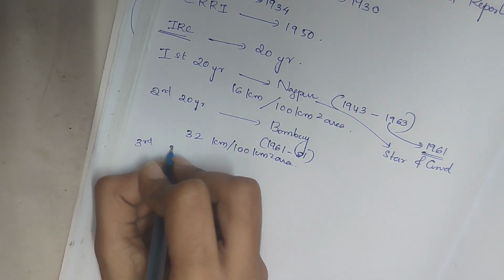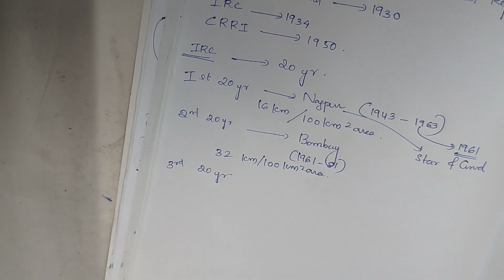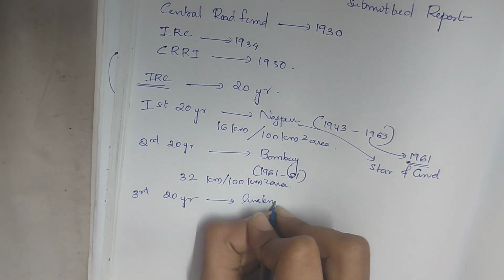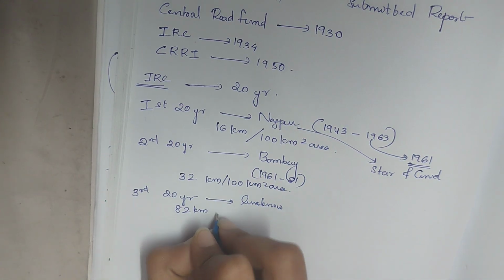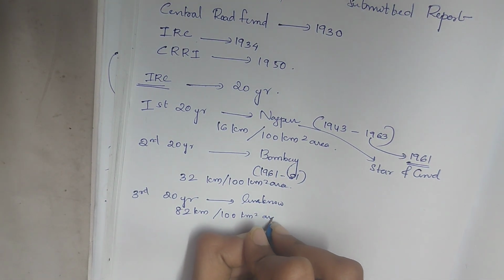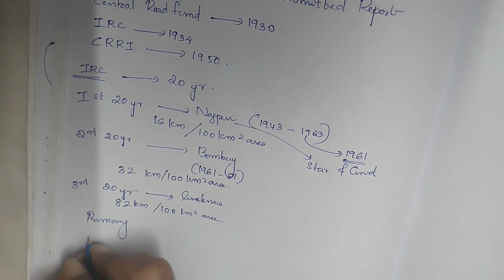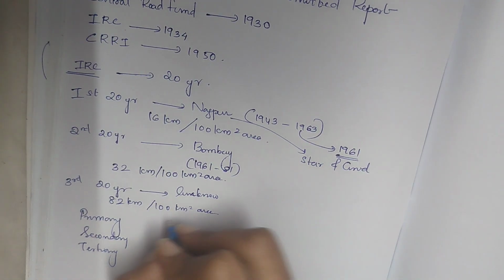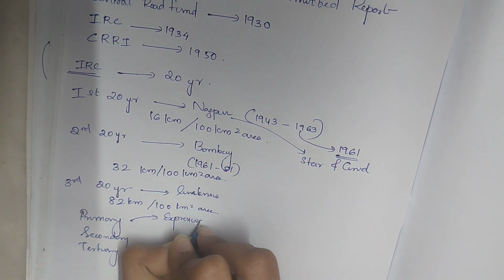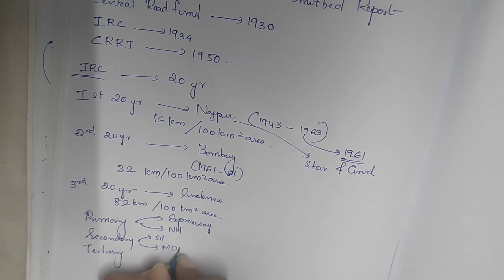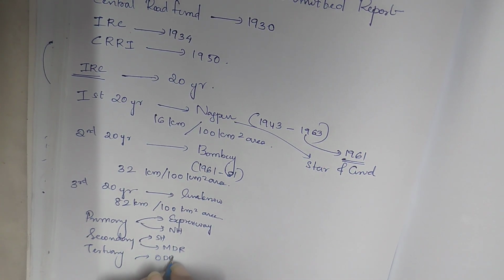And then the third 20-year plan came, called Lucknow Road Plan, and the target was 82 km per 100 km square area. Here roads were classified into 3 categories: primary, secondary, tertiary. The primary includes expressway and national highway. The secondary includes state highway and major district road. Tertiary includes other district road and village road.